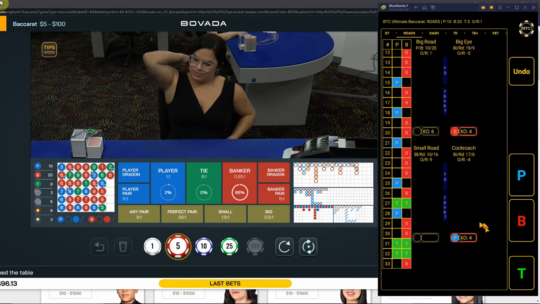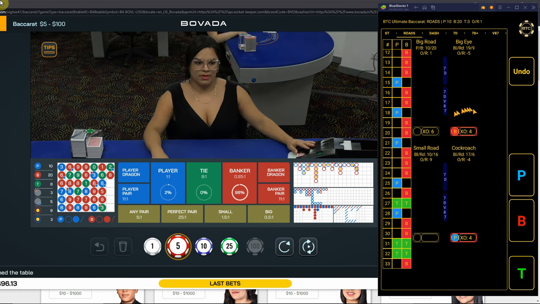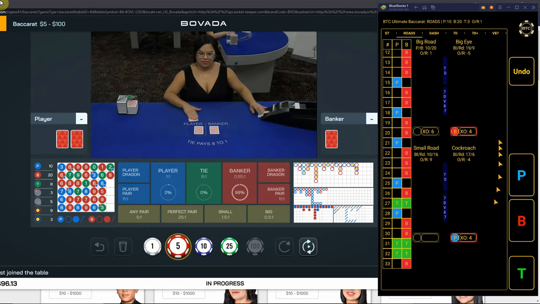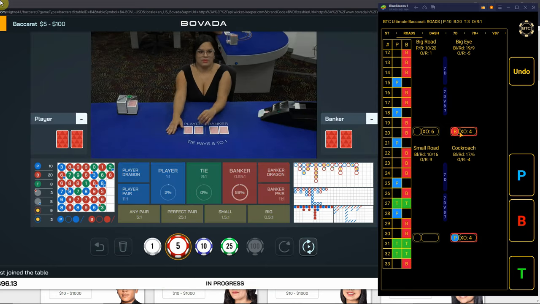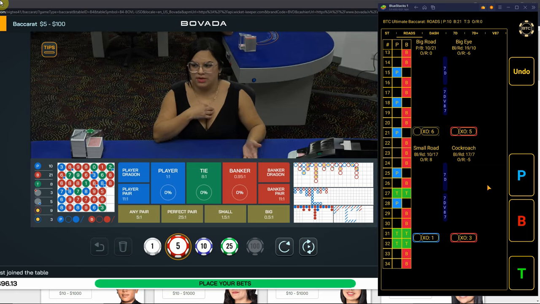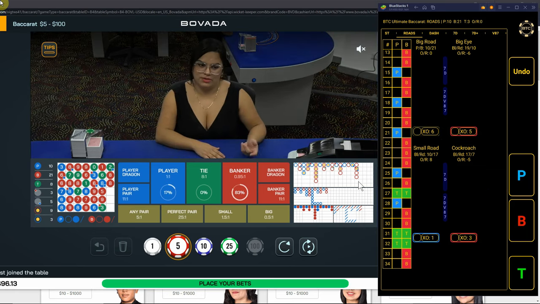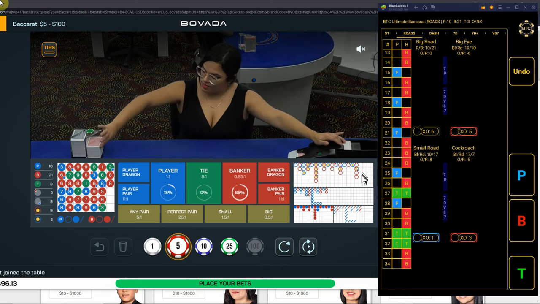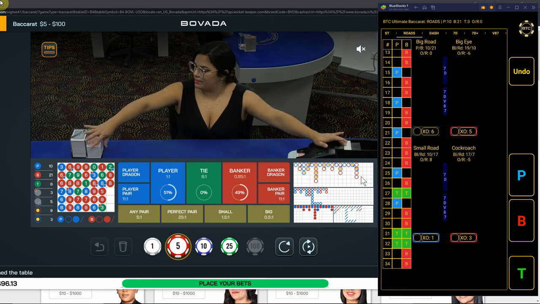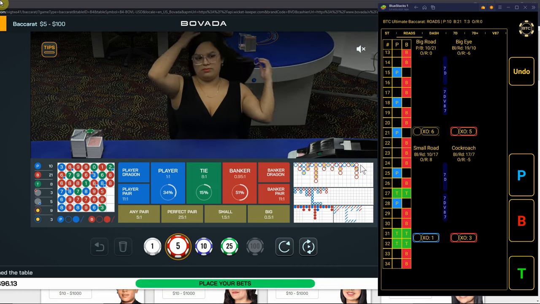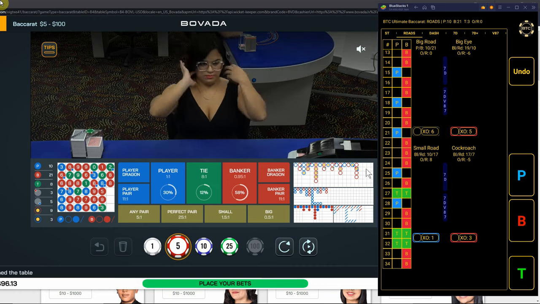On the Big Eye and Cockroach Road, we've got some decent counts, but they're conflicting here. So I'm not going to bet those, of course. If they match, if they confirm each other, I might consider it. Alrighty, banker. Looks like banker's going for a ride. So as you can see, XTB doesn't make any recommendations for anything past the one goes to two event.